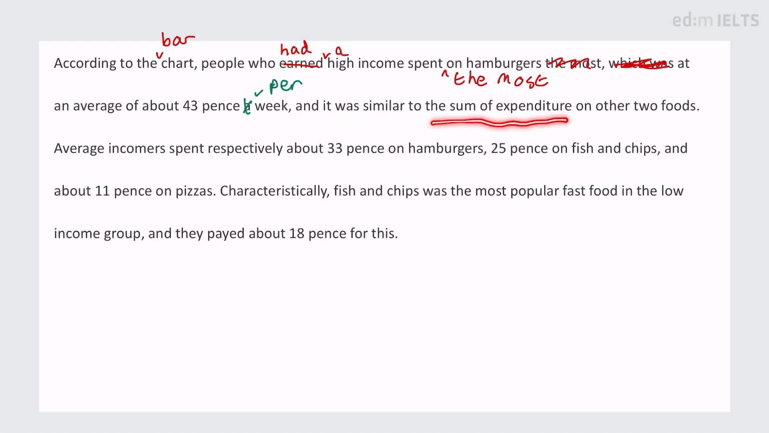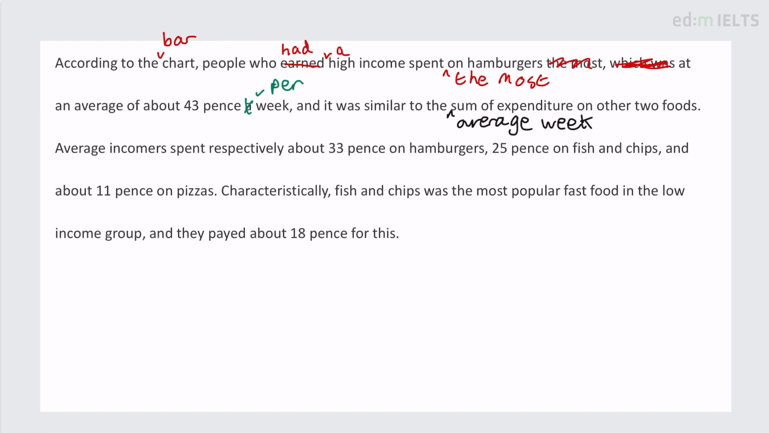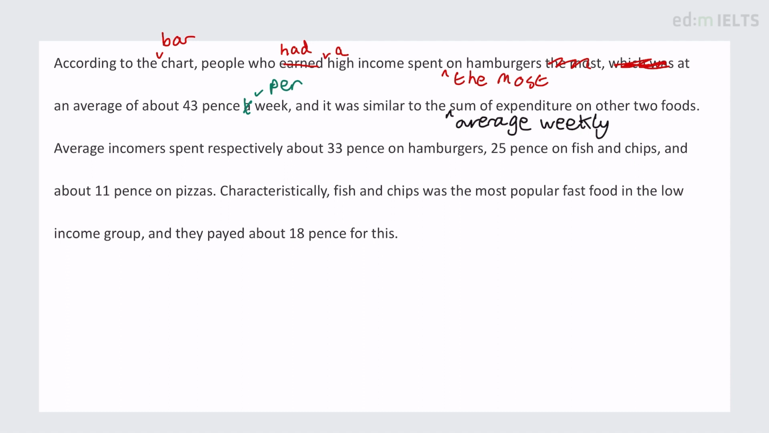Yeah, I quite like sum of expenditure. That's quite nice. But it's not like total per year or anything like that. Sum is like total. So I'll change it to the average weekly sum of expenditure. And not other two foods, the other, like the remaining two, the other two foods. That's generally looking okay now, so let's move on.